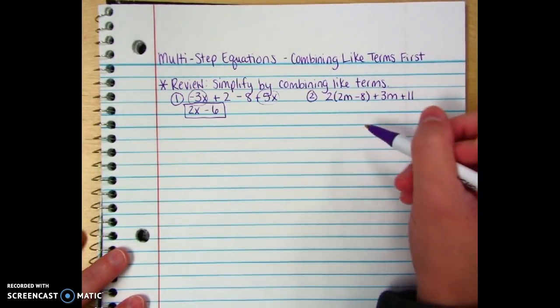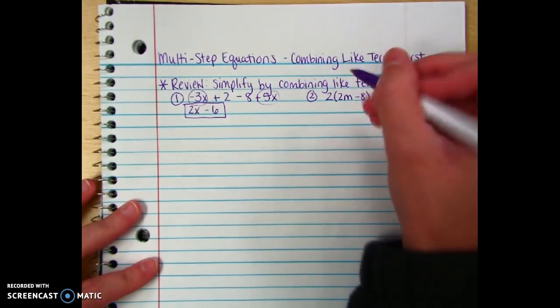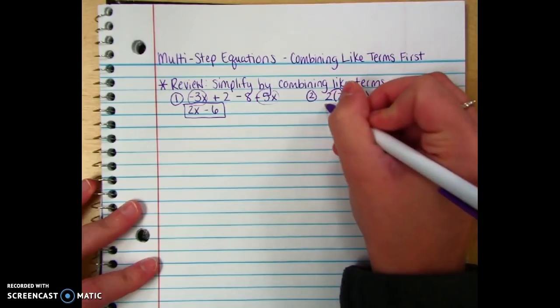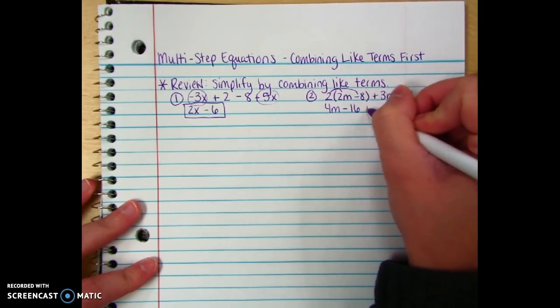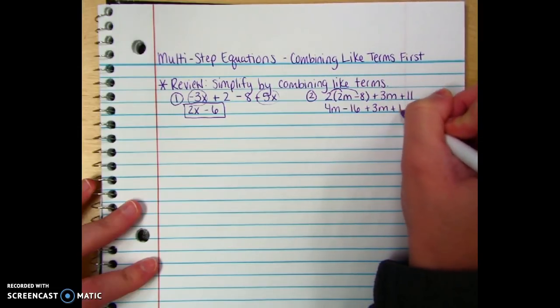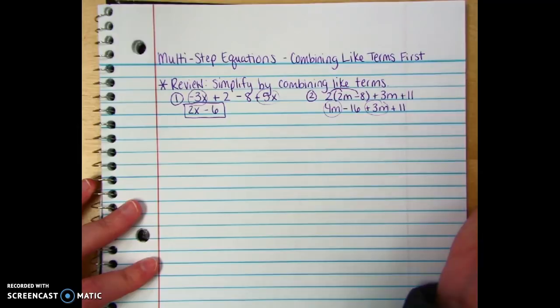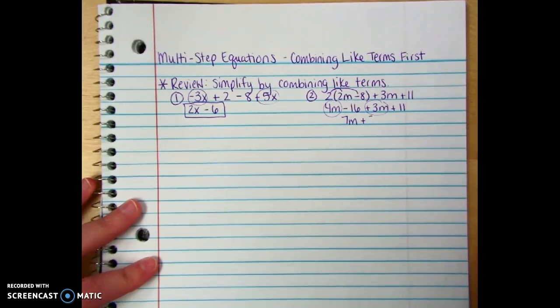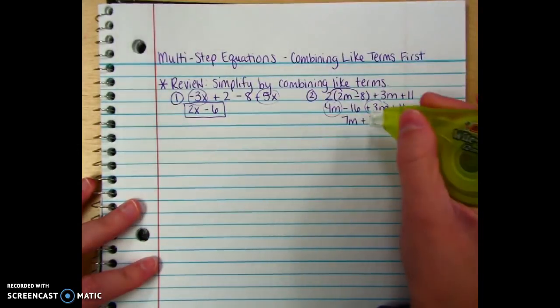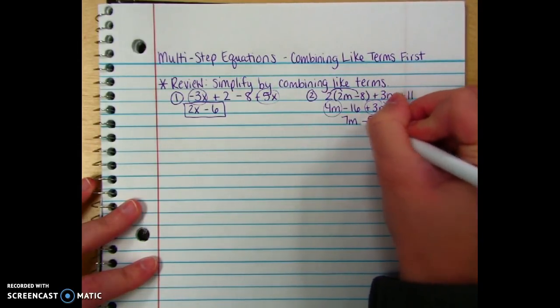Okay, over here, if you haven't done it yet, pause it. Okay, so distribute the 2. So I get 4m minus 16 plus 3m plus 11. I'm going to combine the m's. 4m plus 3m is 7m. And negative 16 plus 11 is a positive, no, it's a negative 5. Negative 5. There we go.